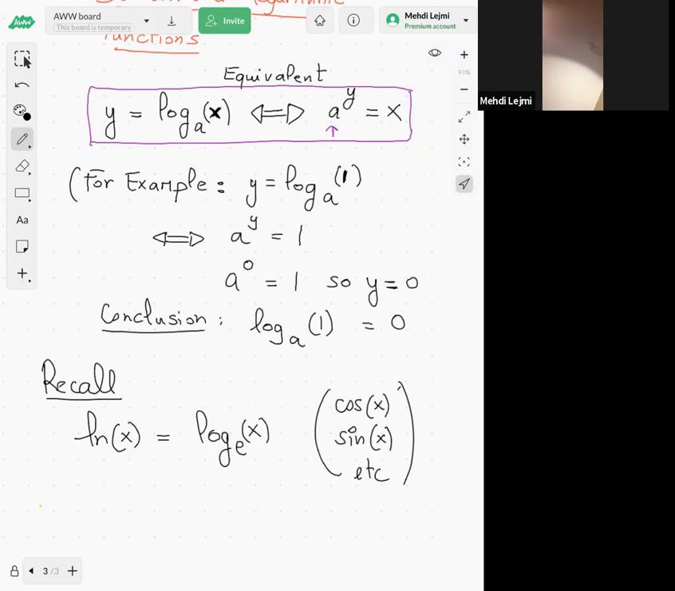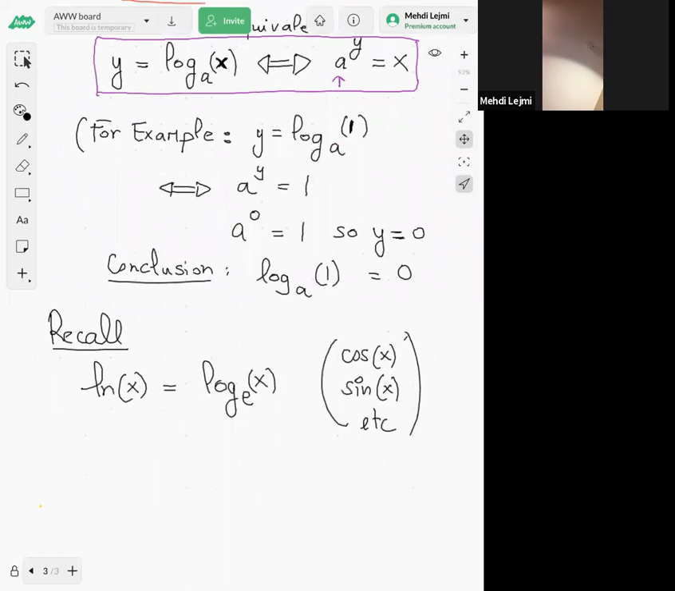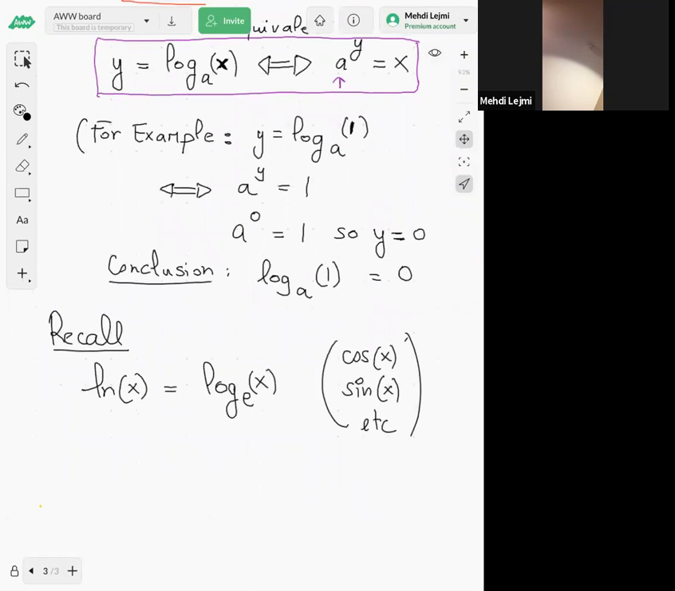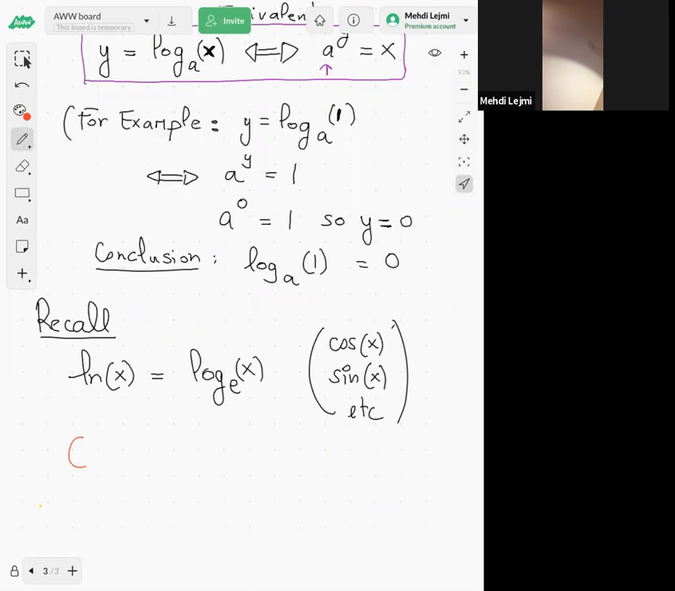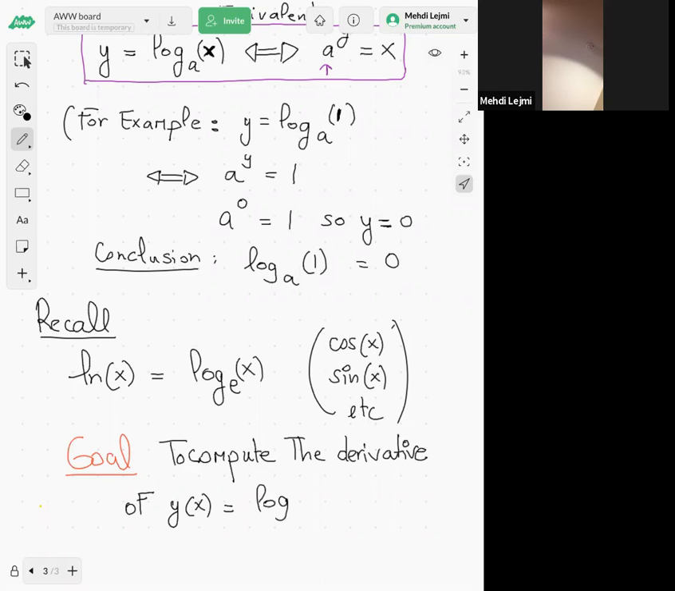So for now, we want to compute, of course, the derivative. So now the goal is to compute the derivative of the function y of x equal to log in base a of x.